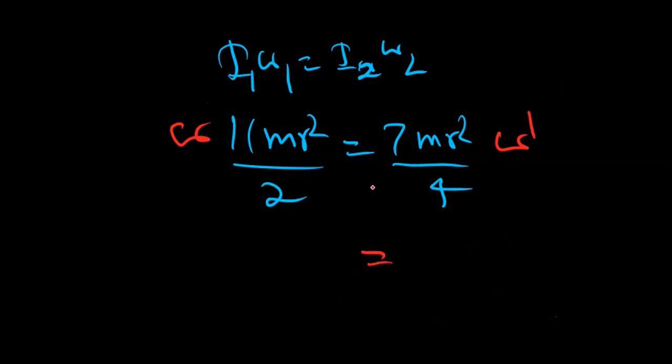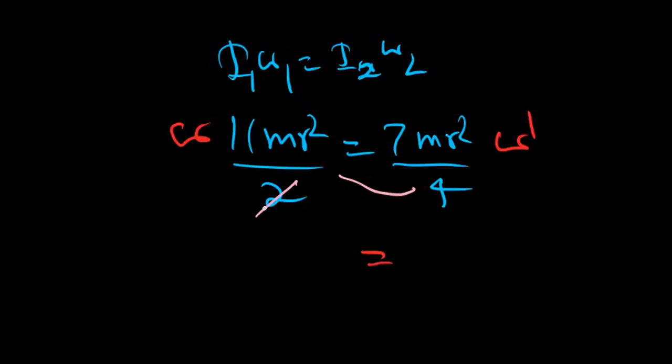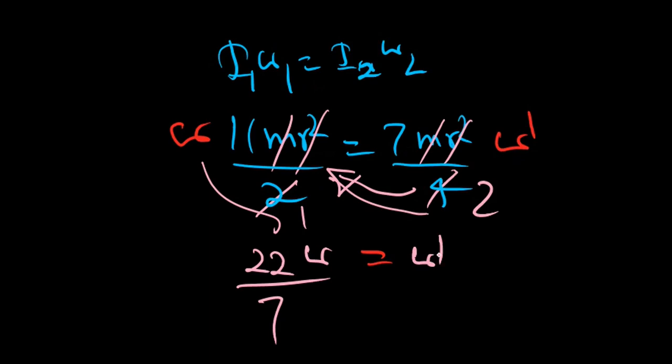So now let's simplify it. What we can do is we can cross multiply, of course, or we can cancel it off. 2, then we can cross multiply. 22 divided by mass m and m cancel off, r squared cancel off, divide by 7 into omega equals omega dash. So this is the answer.